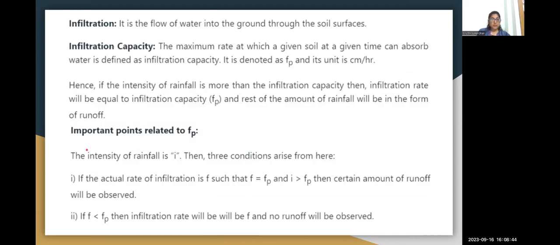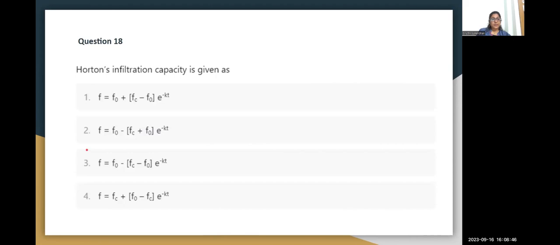Question number 18. The Horton's infiltration capacity is given as. So there are various kinds of formulas that help in estimating the infiltration capacity of a soil. One of them is Horton's infiltration capacity. What is the Horton's equation for finding out the infiltration capacity out of the following?